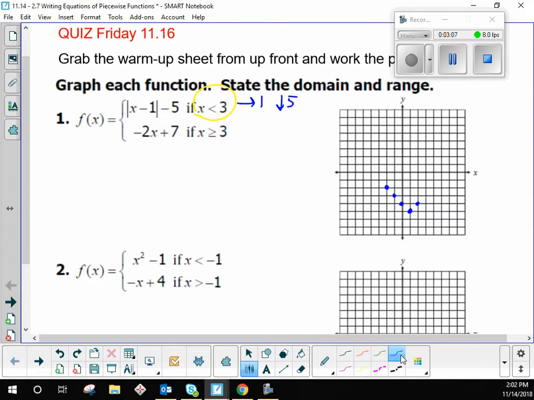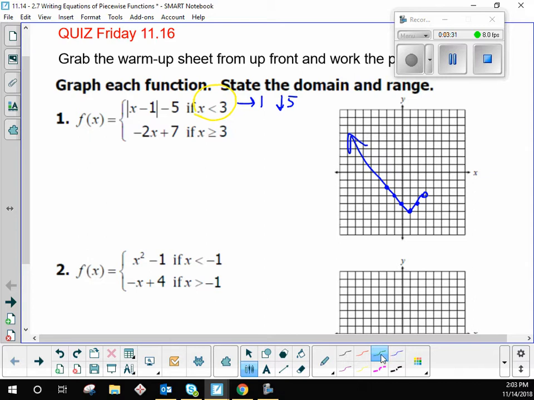So as you work through these problems, it's completely fine, bless you, to put in stuff as you need it, erase it when you no longer need it, anything that helps you see what needs to be done. And I'm going to connect the dots there. Okay. So there's that piece. Absolute value, right 1, down 5, everything less than 3.